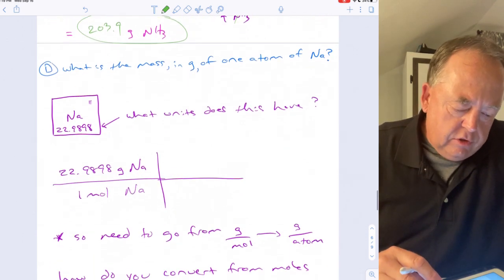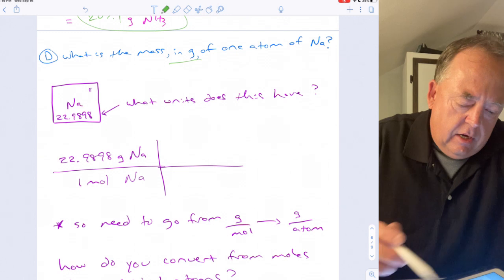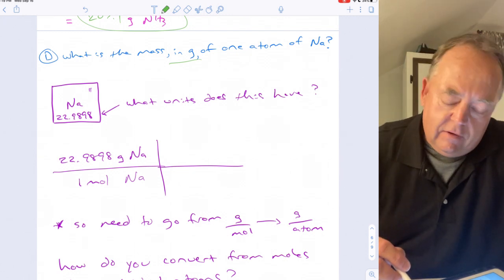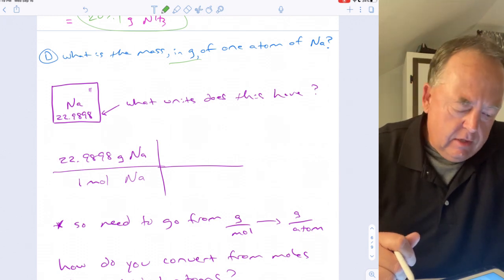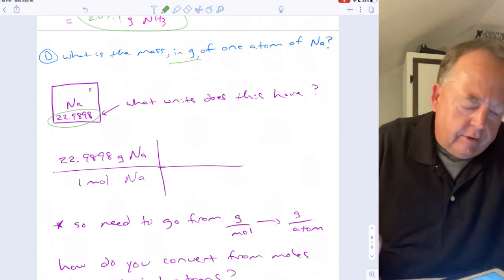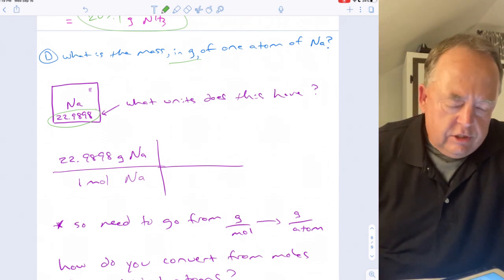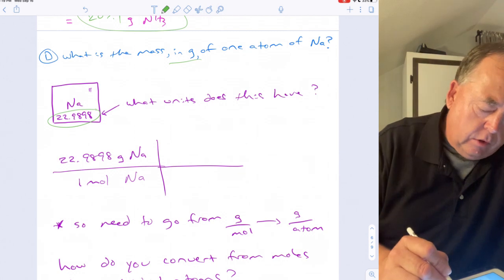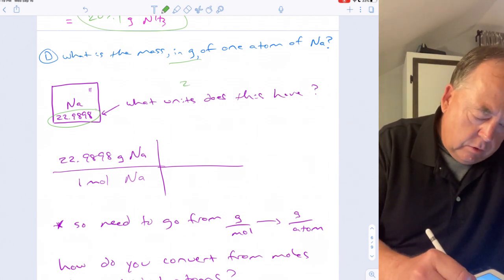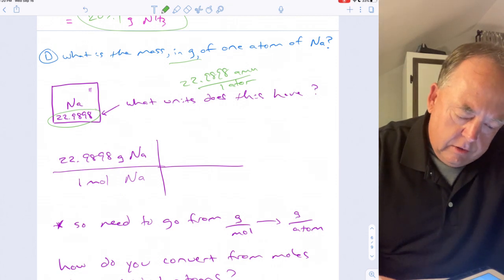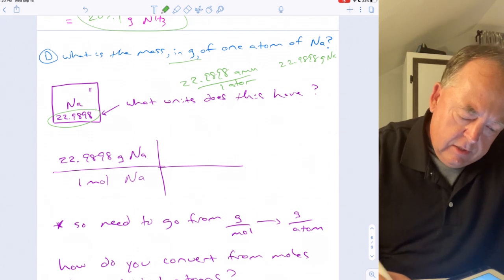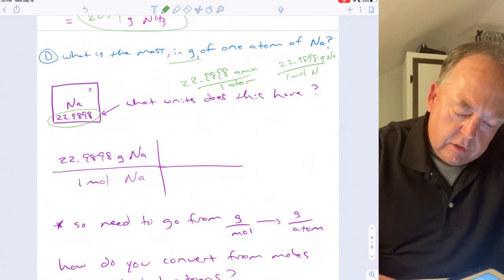Okay, so last question. What is the mass in grams of 1 atom of sodium, Na? To answer this question, you have to understand that number. Again, there are units associated with that number. What are the units associated with that number? It's 22.9898, either AMU, atomic mass units per 1 atom, or 22.9898 grams of sodium per 1 mole of sodium, right?